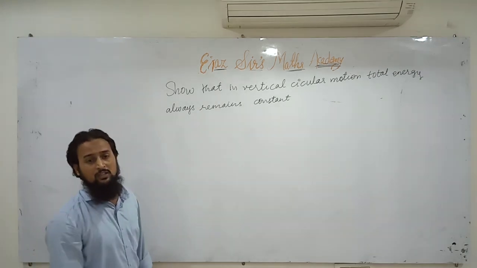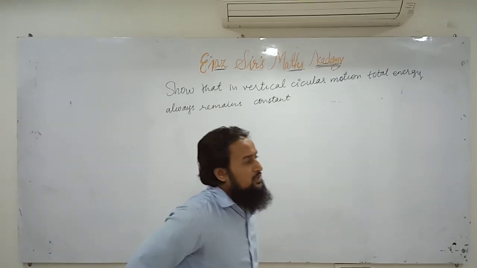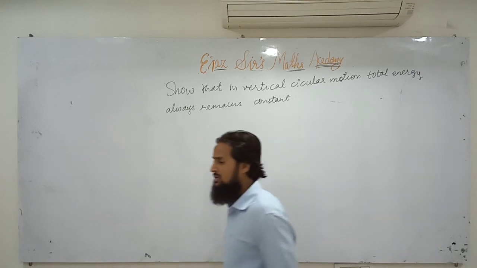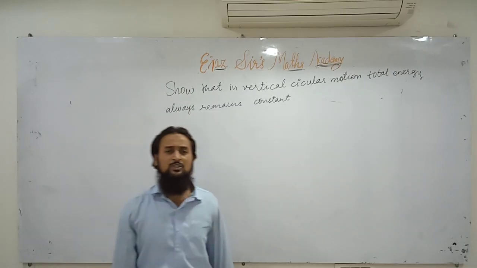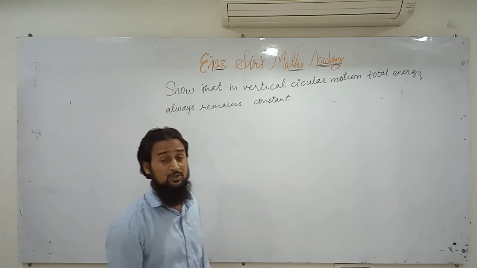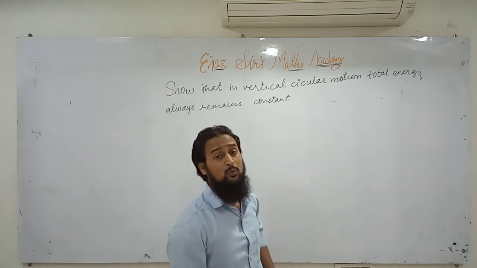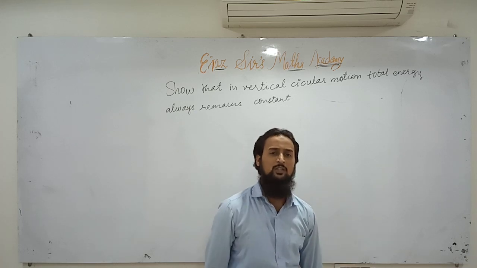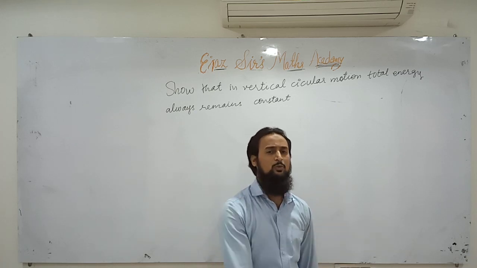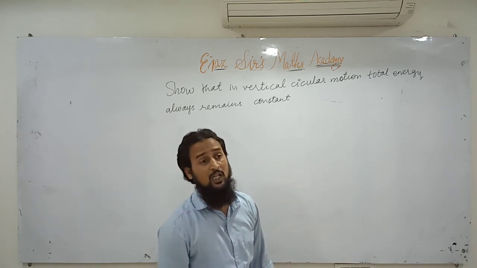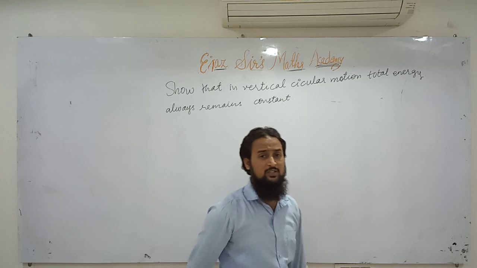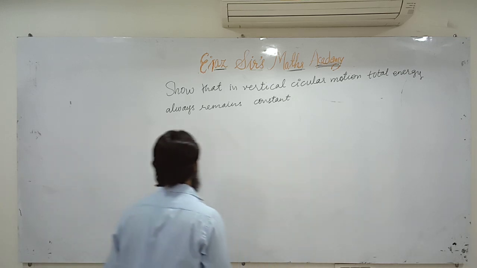Show that in vertical circular motion, total energy always remains constant. We have supposed in the previous derivation that total energy at the highest position is equal to total energy at the lowest position. But do we have any proof to show that total energy at the highest position is equal to total energy at the lowest position? And how much will be the total energy at the lowest position? And how much will be the total energy at the middle position? Let us find out.